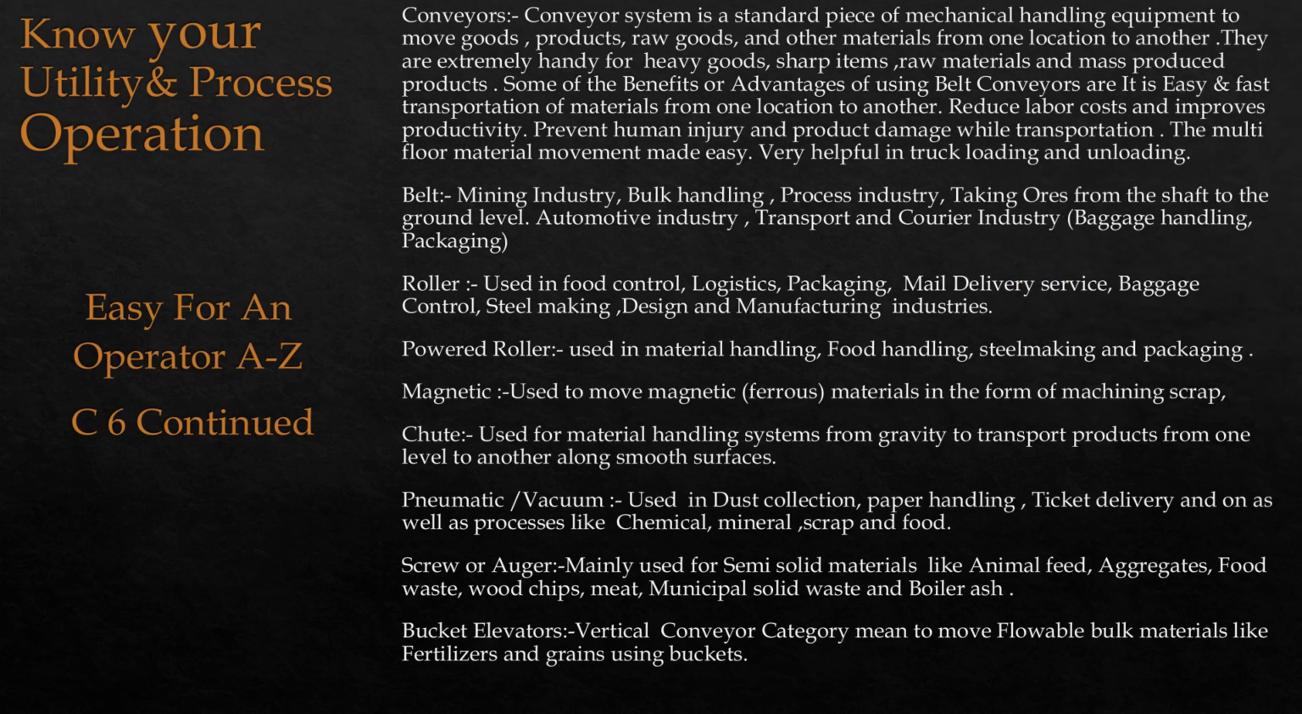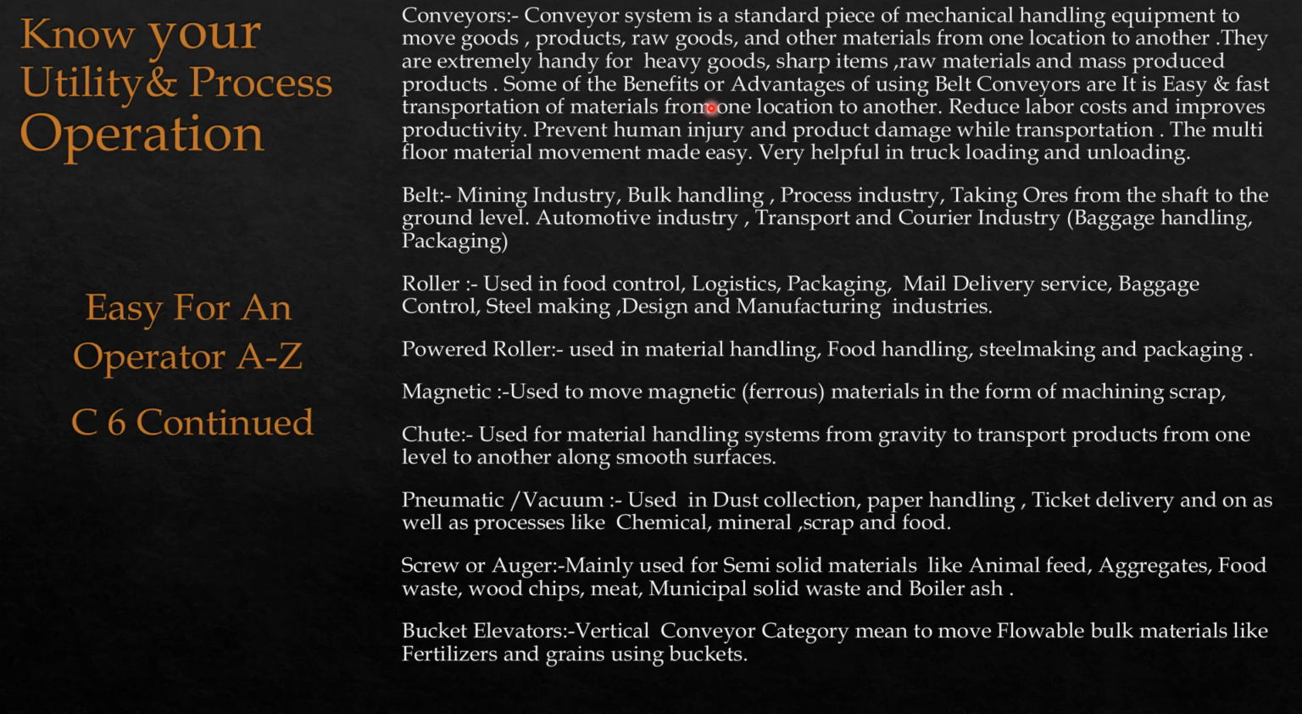In this slide, we'll see important equipment starting with letter C: conveyors. A conveyor system is a standard piece of mechanical handling equipment to move goods, products, raw goods, and other materials from one location to another. They are extremely handy for heavy goods, sharp items, raw materials, and mass-produced products.